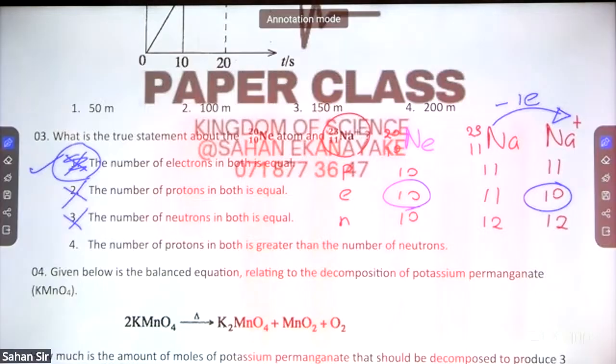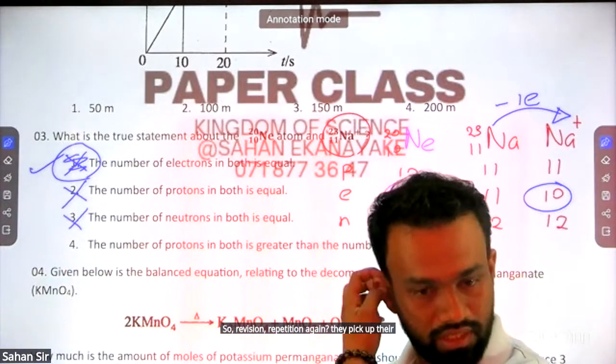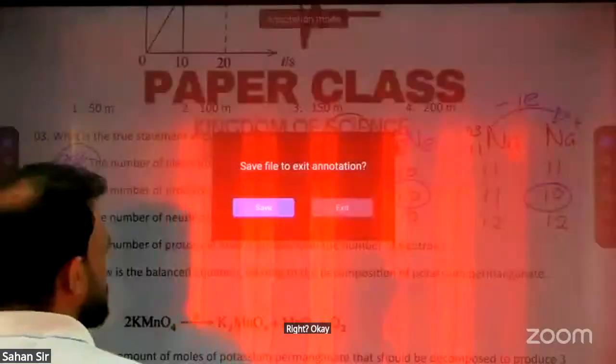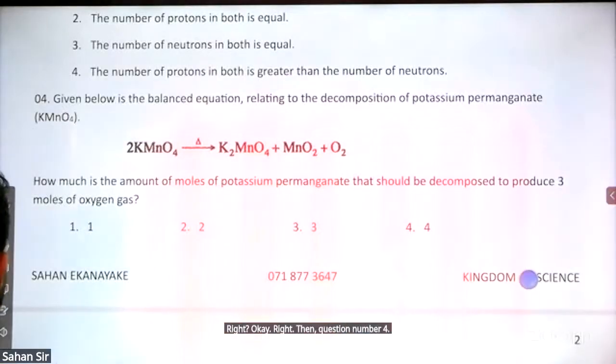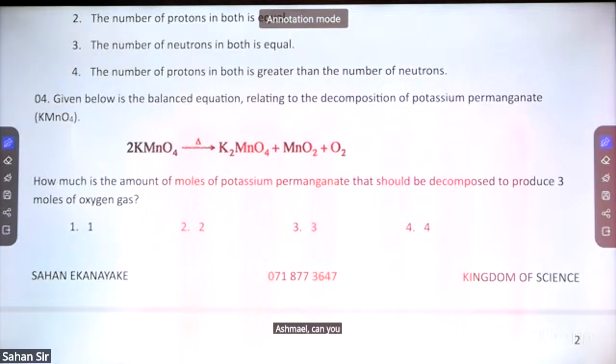No, Chris. Chris, revision, rapid revision එක ඉන්නවනම් tape එකත් එක්ක හම්බ වෙනවා. ඔය rapid revision එක ඉන්නවා මම හිතන්නේ. Right? Okay. Right. Then question number 4. Ashmal, can you send WhatsApp message? Okay, sir.